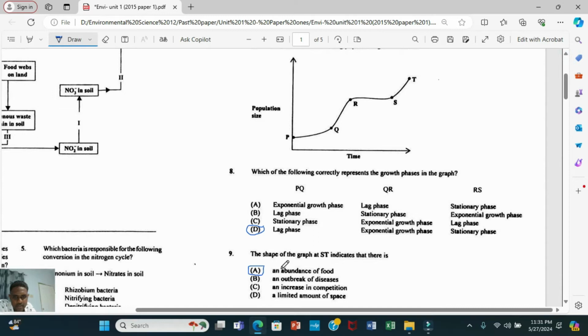Right, guys. Number 9, the shape of the graph at ST indicates that there is, this ST, that's abundance of food, that's A. All right, guys, so of course this would be another exponential growth. So what happens is that the population would stop growing right here at RS, but that's where the environment is stable. So what happens, guys, if there's an excess of food, maybe the season changes, more food is produced. Animals normally tend to reproduce once they have more food, which will give a hike in their population, but of course it will fall back here as soon as this season is over, the food season, for example.